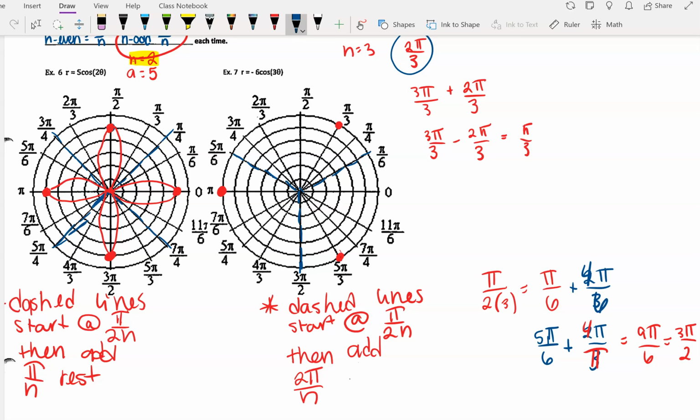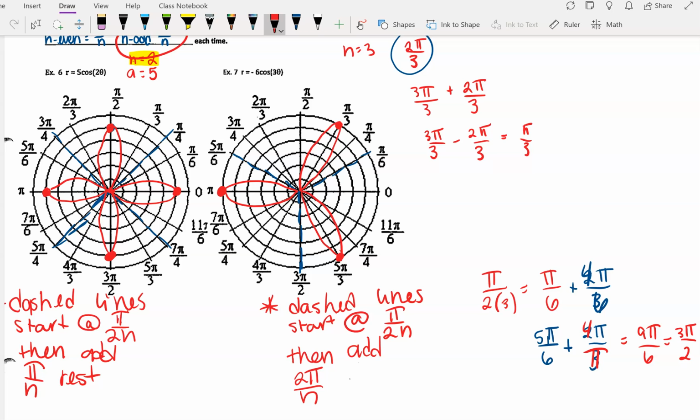So I'm going to use those to kind of guide where my petals are going to go. So the petals are going to look like this. They are not going to touch those asymptotes, or those dashed lines.